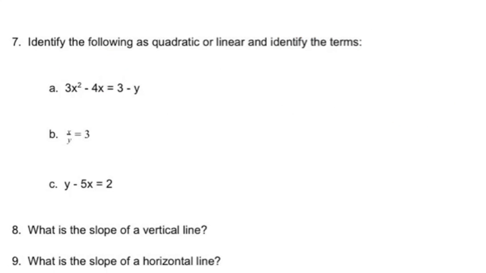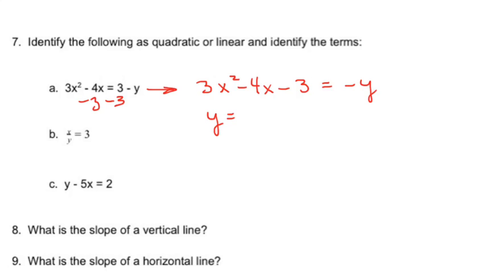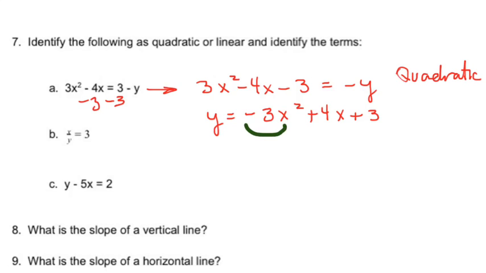Problem 7, identify the following as quadratic or linear, and identify the terms. Remember we said get them in standard form, which means solve for y before you do any determinations. So we're going to subtract 3 from both sides, and I'd get 3x squared minus 4x minus 3 equals negative y, dividing by a negative and reversing the whole thing. There we go. So this is certainly quadratic. And identifying terms, that's the quad term, this is the linear term, and this is the constant.